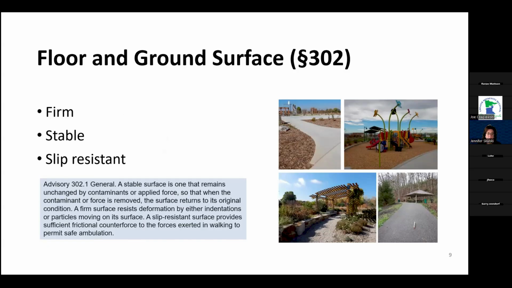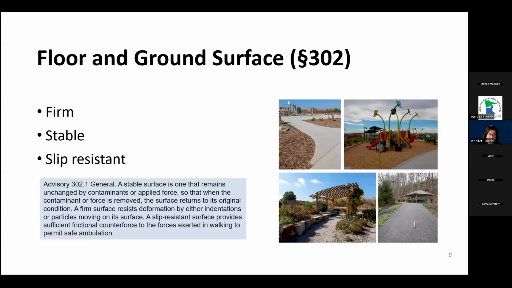But when we talk about firmness and stability, the access board defines those as a stable surface is one that remains unchanged by contaminants or applied force. So when the contaminant or force is removed, the surface returns to its original condition. And a firm surface resists the deformation by either indentations or particles moving on its surface. And then a slip-resistant surface provides sufficient frictional counterforce to the forces exerted in walking or permanent safe ambulation.